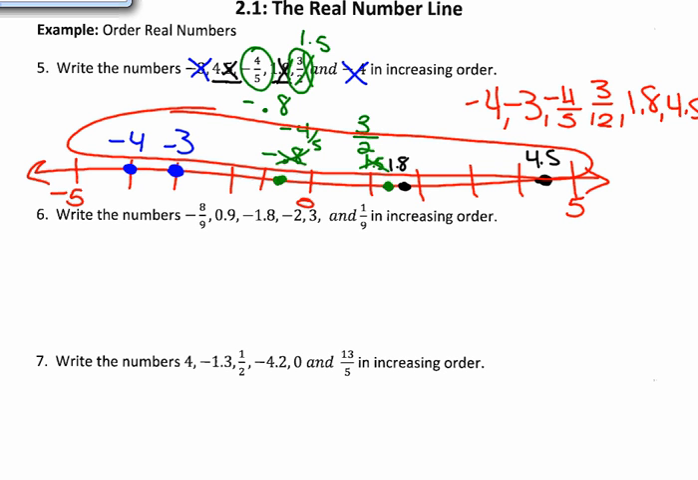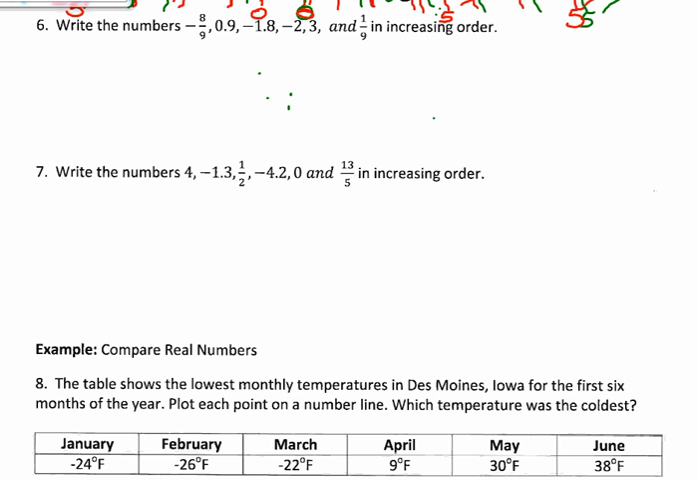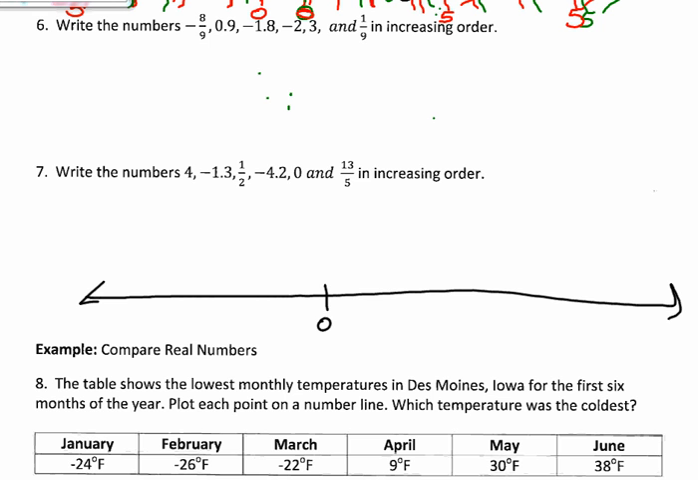Alright, let's do one more here. Make sure we know how to do this. Let's do 7. So again, I'm going to start by making a number line. Here's my 0. And I was going to mark my whole numbers first.